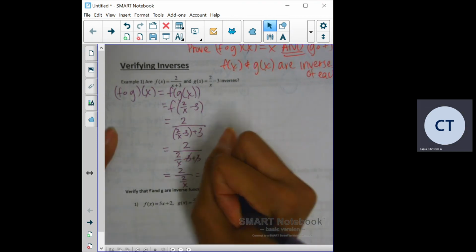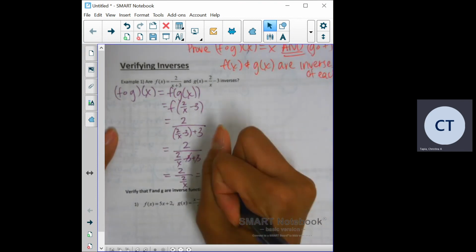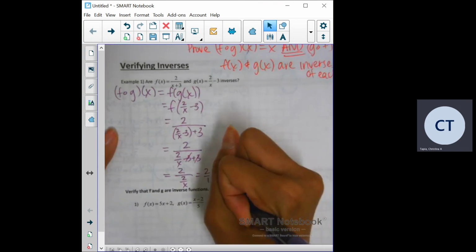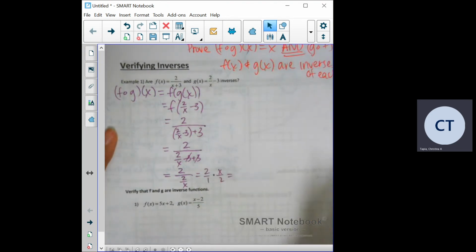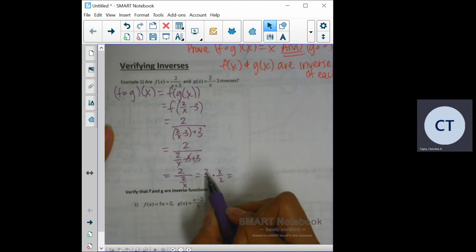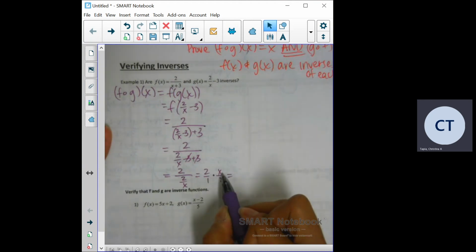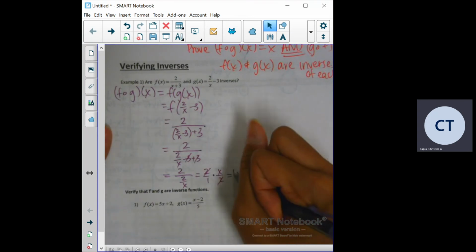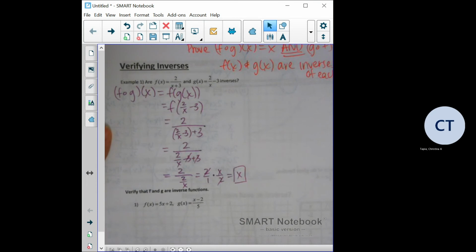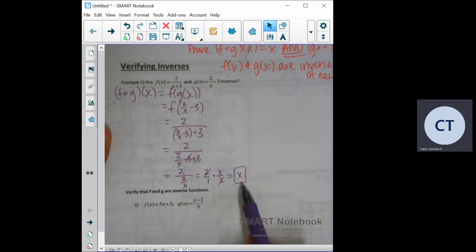I think I know what you're talking about. This numerator is a whole number. We're going to put that as 2 over 1. We're going to multiply it by this reciprocal, so x over 2. When you multiply that, you technically are multiplying this numerator's 2 with this numerator's x, and then dividing it by 2. You don't have to multiply all of that mess. Just cancel out the 2's, which will leave you with x. So far, it looks like it's going to be an inverse.